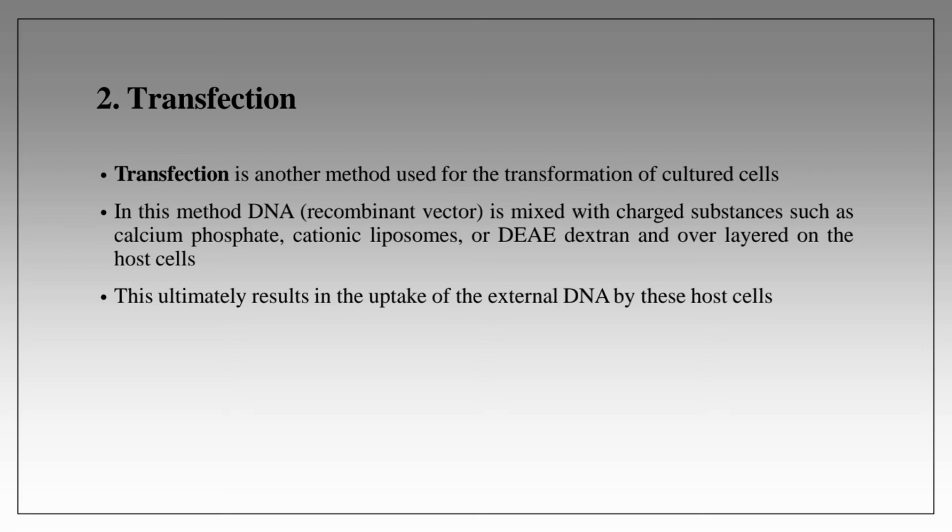Transfection. Transfection is another method used for the transformation of cultured cells. In this method, DNA recombinant vector is mixed with charged substances such as calcium phosphate, cationic liposomes, or dextran and overlaid on the host cells. This ultimately results in the uptake of the external DNA by these host cells.